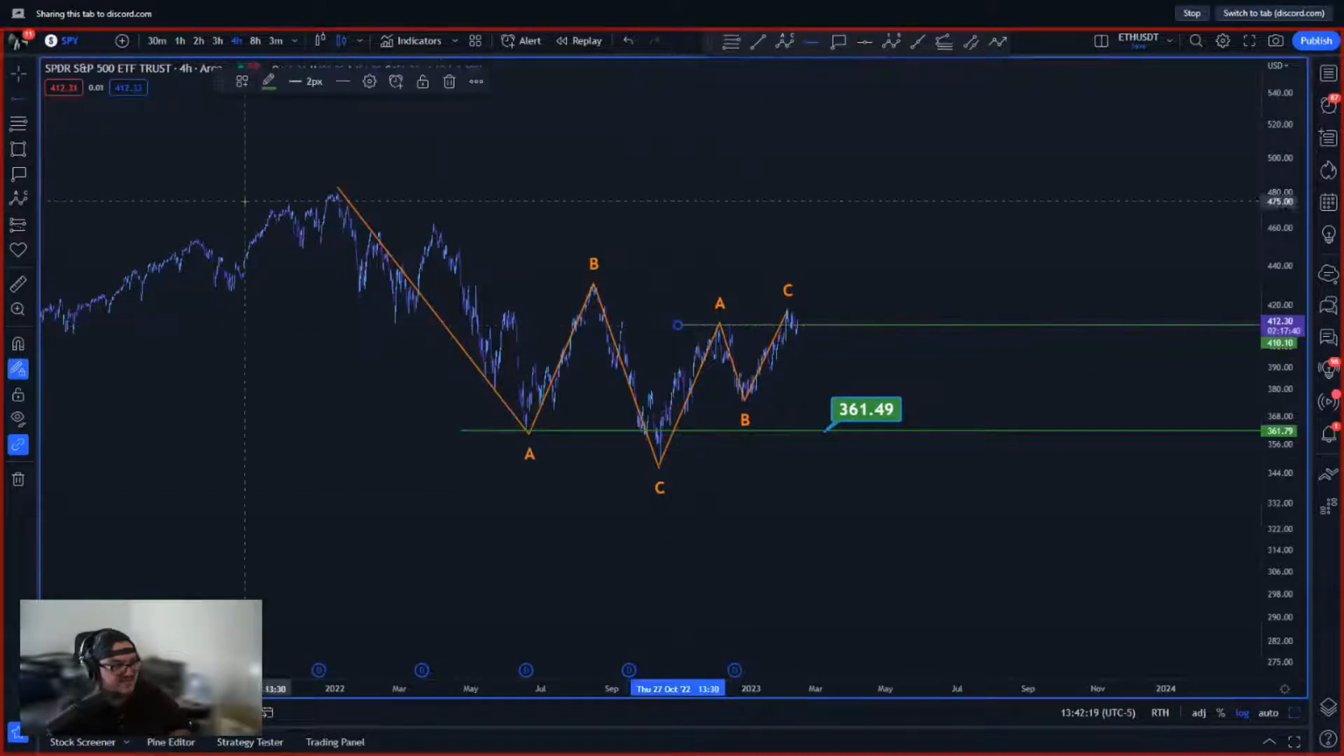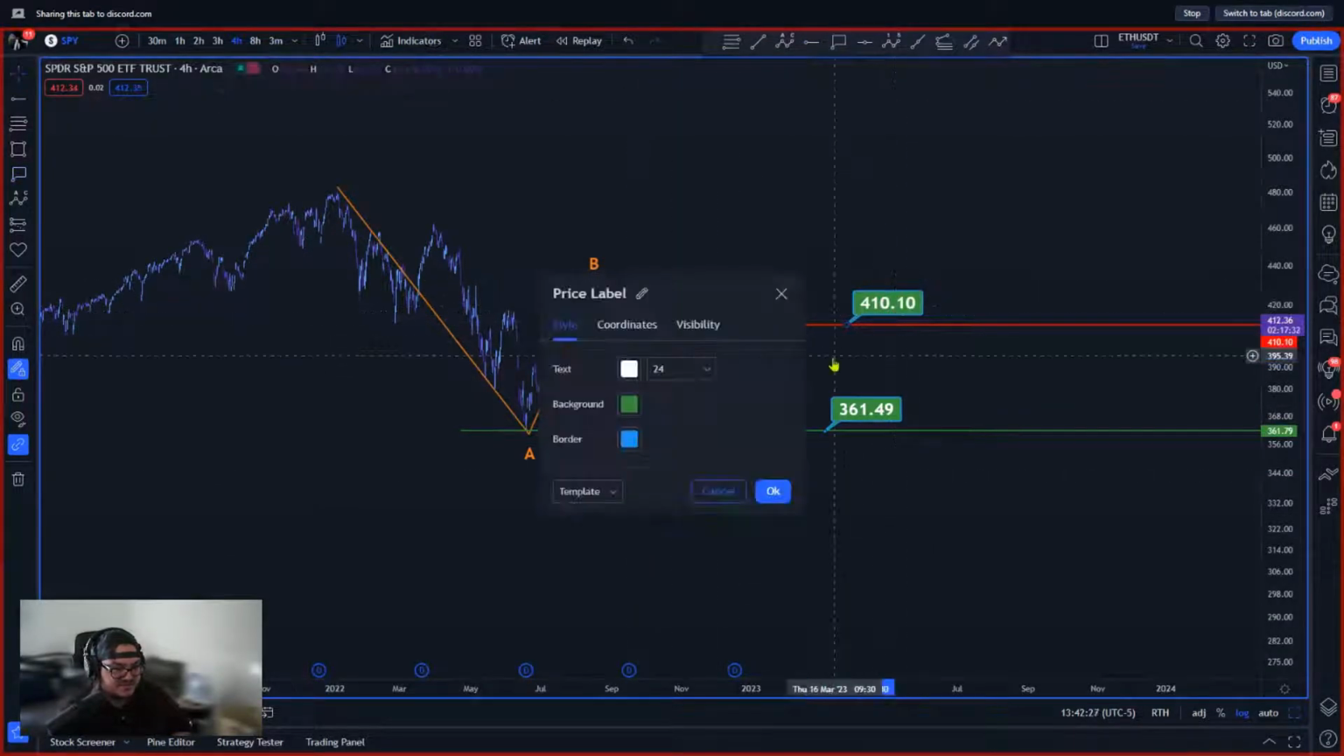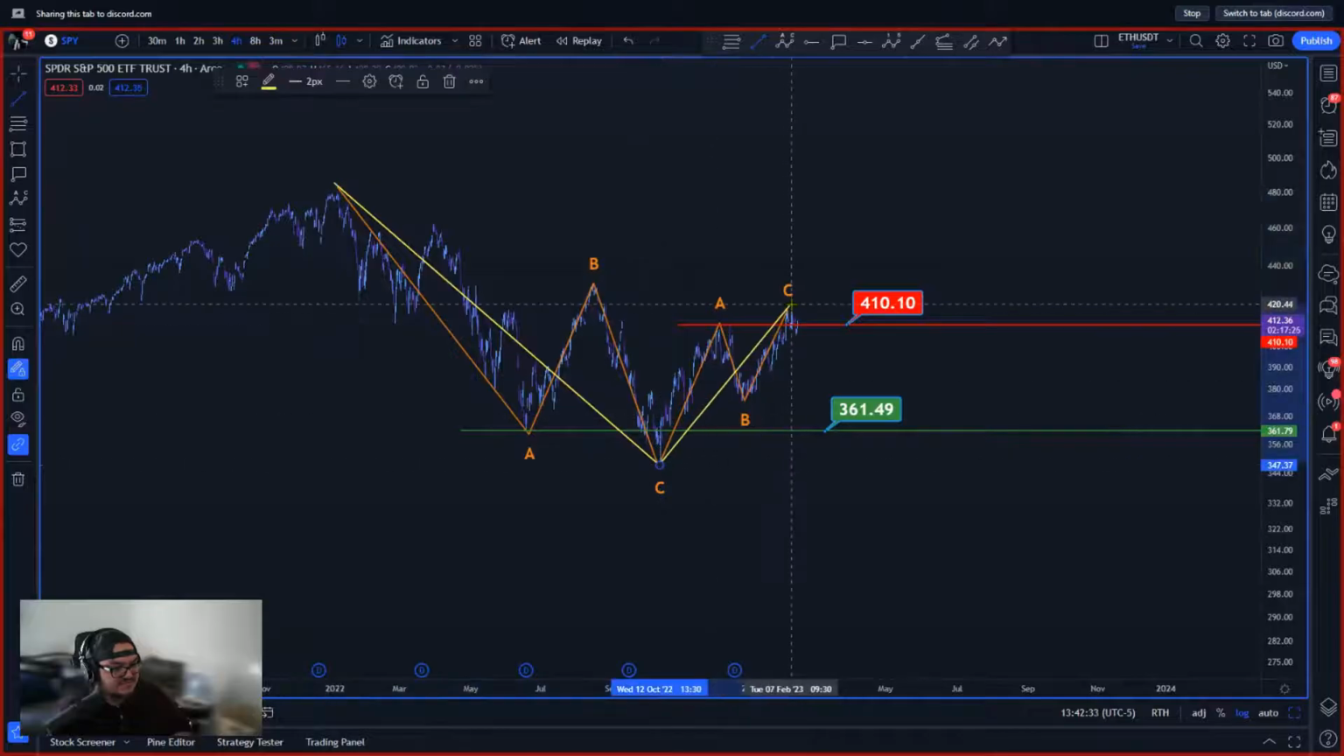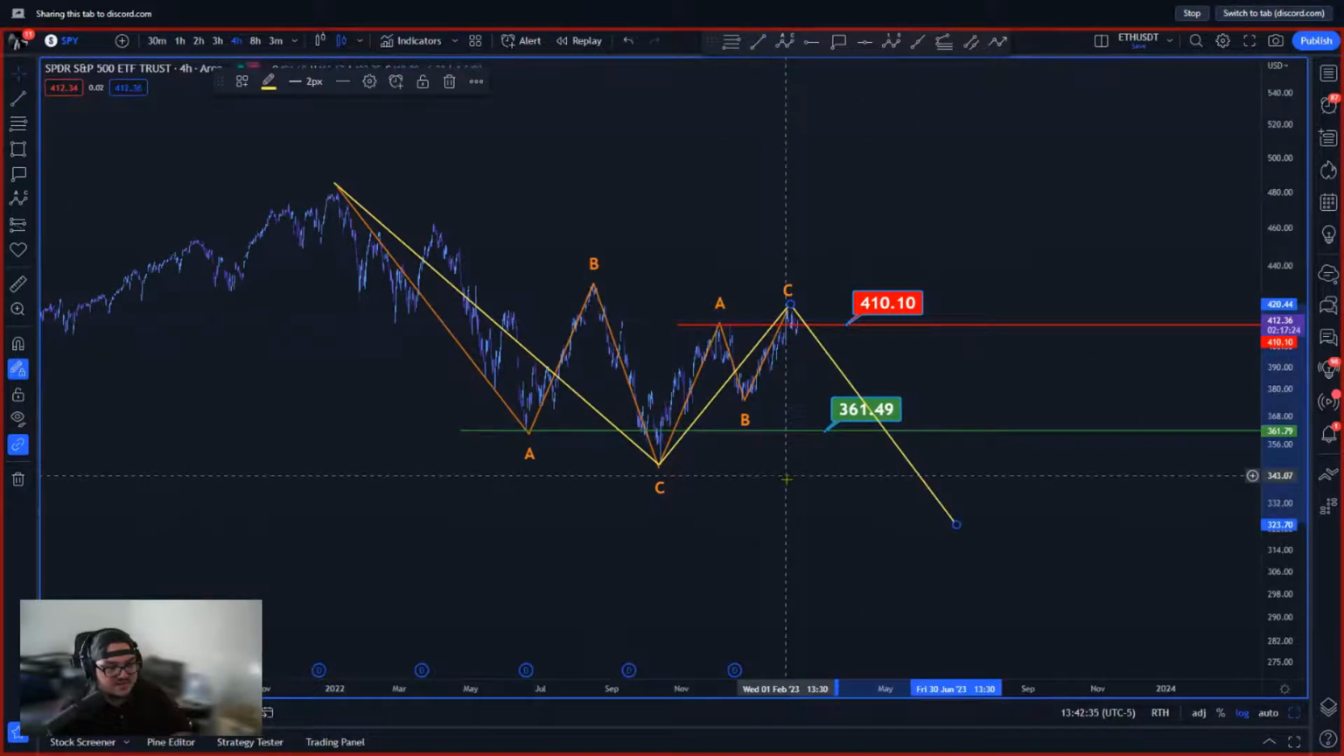And we're basically fighting at the pivot. So if we can maintain below about $410, that's definitely going to be a little bit of a bearish look, in my opinion. We could be forming something like this: A to a B to a C.